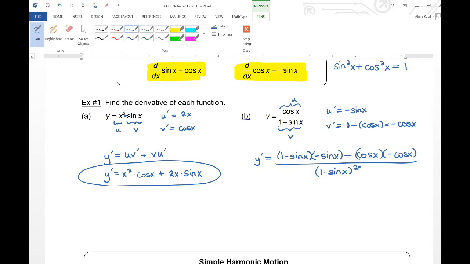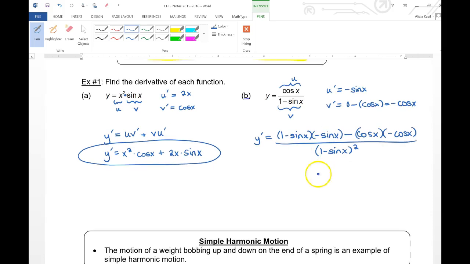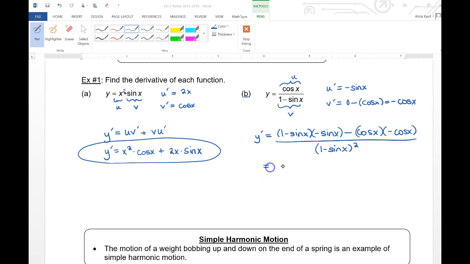Now this can be simplified further. What can we do in the numerator? Well, we can distribute. So distribute this sign to these two. And then here, what happens if you have a cosine and a cosine? What's that going to look like then? Cosine squared. So we get a negative sine x plus a sine squared x. And then we have two minuses, so that makes that a plus cosine squared x.